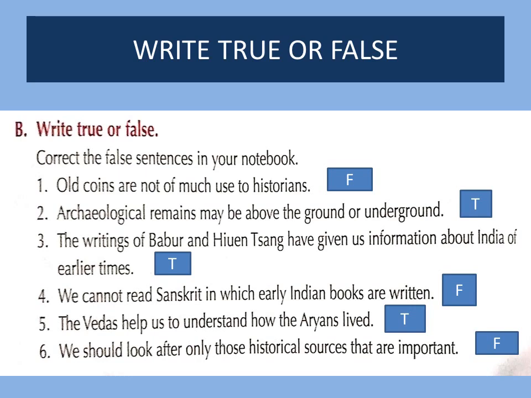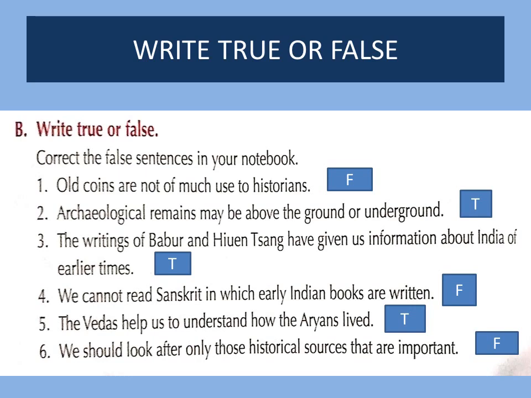Archaeological remains may be above the ground or underground. This is true. Number 3. The writings of Babur and Hiuen Tsang have given us information about India of earlier times. Very true. So write down T in number 3. 4. We cannot read Sanskrit in which early Indian books are written. This is false. We can read Sanskrit.